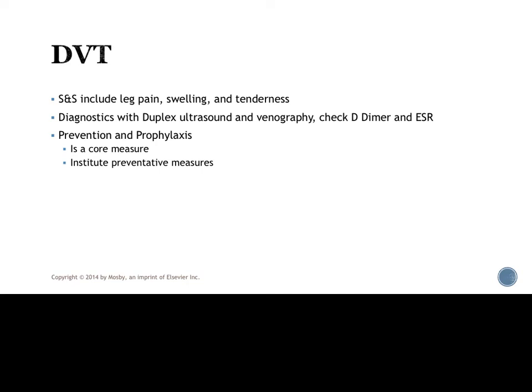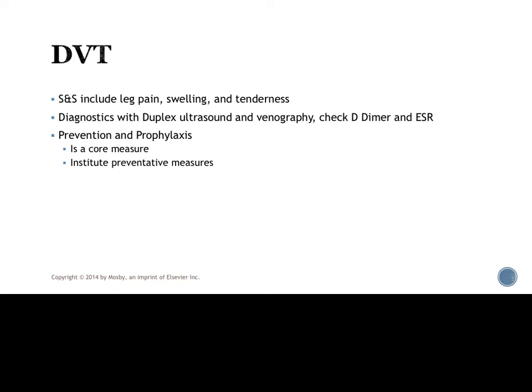Diagnostic-wise, we typically do a duplex ultrasound, just like we were talking about for PAD, maybe a venography, and check their clotting studies and a SED rate to see if they have an inflammatory process. So what we need to do is prevention and prophylaxis. We identify those individuals that are at risk, and we place them prophylactically on a blood thinner. We'll talk more about this in class. And we do all the preventative measures that we talked about in fundamentals or MP1.